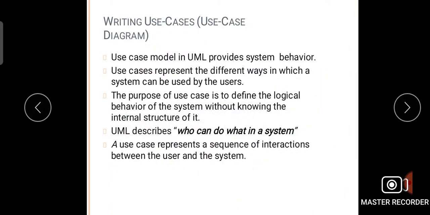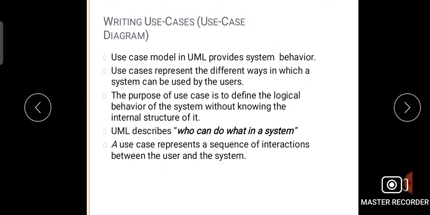Now let's start the first view, the user view, of the use case diagram. This question is asked in the GTU exam, like explain use case diagram with example. So whenever this type of question is asked in the exam, you all have to attempt the answer to this type of question. Okay. So what is a use case?